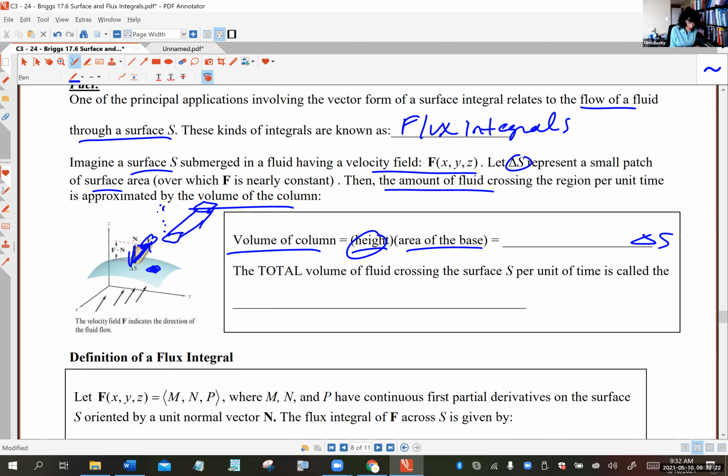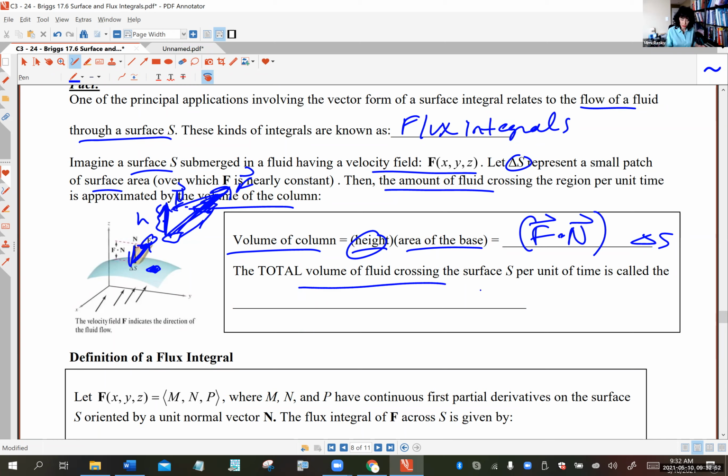So the height here is going to be, if this n is your normal vector, you're going to want to project your force field onto that unit normal vector. And that's why you're going to get F dotted with n. That's a dot product, but basically you're projecting F onto n. It's like the component of F that's contributing to the flux.